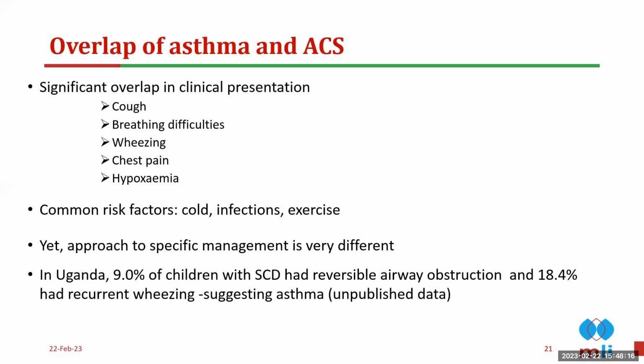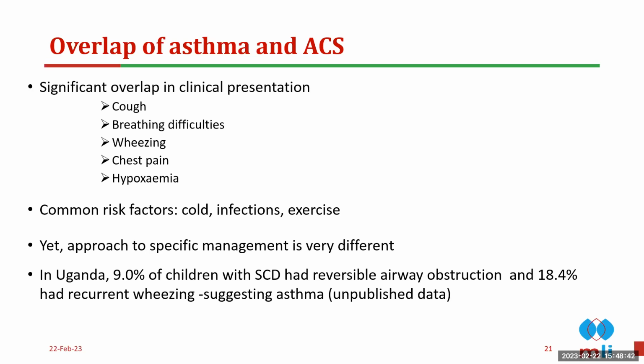As if that's not enough, they also have common risk factors. So the cold environment, the infections, the exercise, and other things. They're usually the same triggers for asthma as well as for acute chest syndrome. So when you take your history, you're still at a loss trying to find out, is it acute chest syndrome or asthma that is in front of me? And yet, the approach to the management is very different.